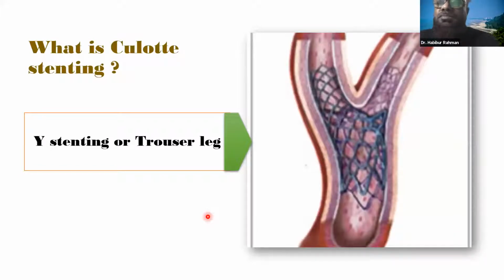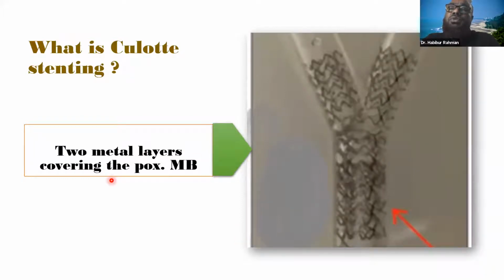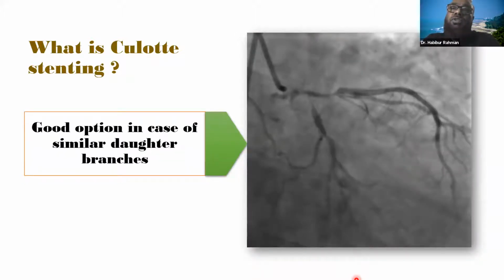So, what is Culotte? It's Y stenting or trouser leg. So, two arms, main arm, and two side arms. So, good coverage of the carina by two stents and two metal layers overlapping in the proximal segment, unlike that of DK crush, where there are 3 metal layers. So it is a good option in case of similar daughter branches, irrespective of the angle.